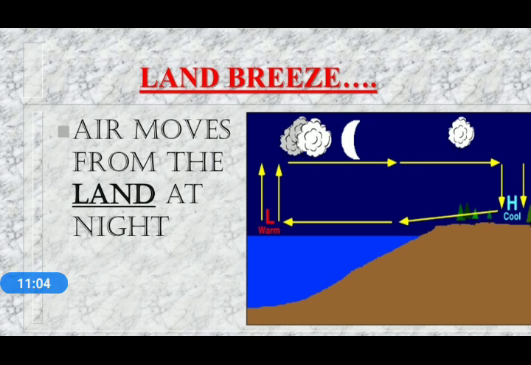You can also see in the pictures that at night time, warm air is rising up from the sea level and cool air is moving from land towards the sea. So that circulation is the land breeze. I hope you understand sea breeze and land breeze.